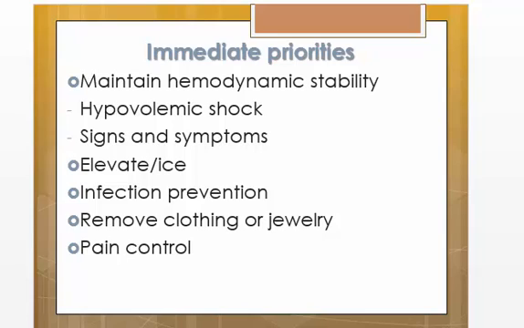Because the bone is very vascular, large amounts of blood may be lost as a result of trauma, especially fractures to the femur, which is the thigh bone, and pelvis. Pelvis results in more blood loss than the femur, but both result in lots of blood loss. Need to elevate the limb above the heart and apply ice. Be on guard for infection prevention.